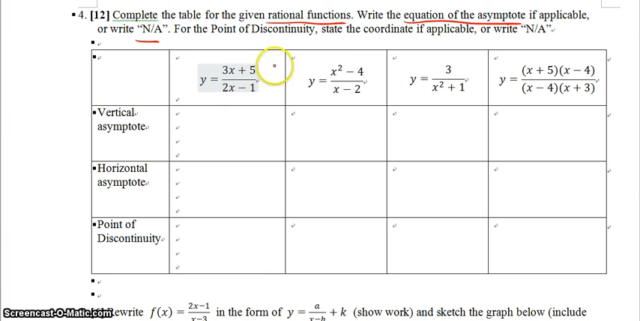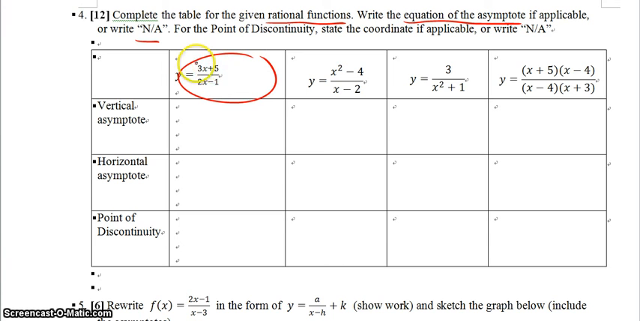Now, when you have a function like this, the shortcut: you have a horizontal asymptote at 3 over 2. Horizontal asymptote, y equals 3 over 2. That's the shortcut. You look at the coefficient. How about the vertical asymptote? You look at the restriction. X cannot be, well, x is 1 over 2 is your answer.